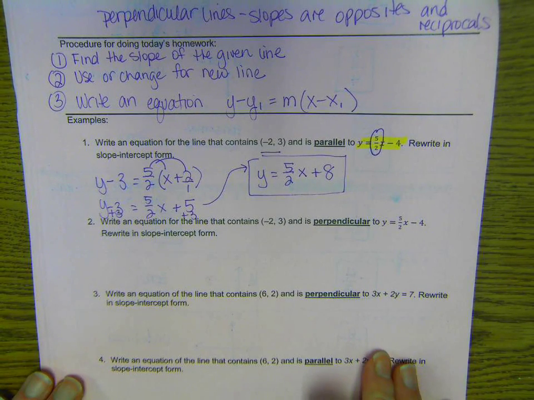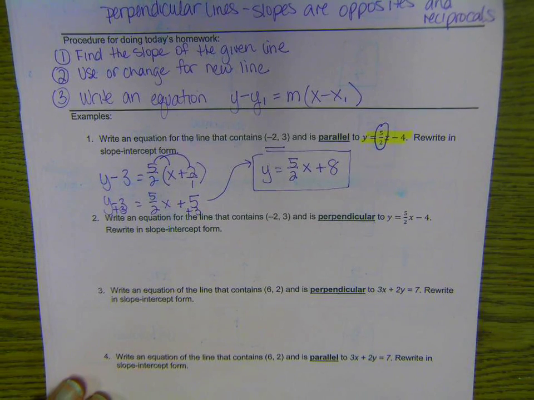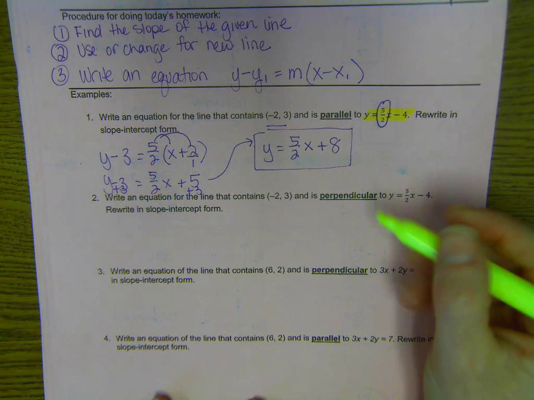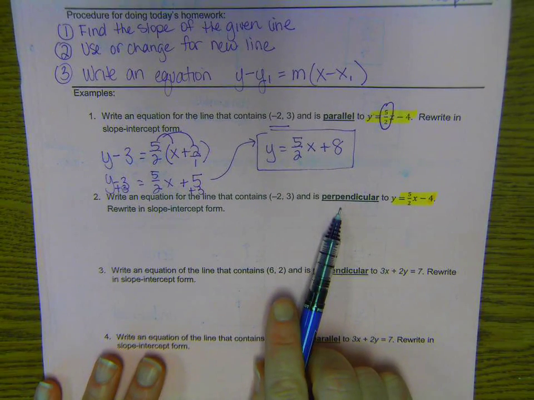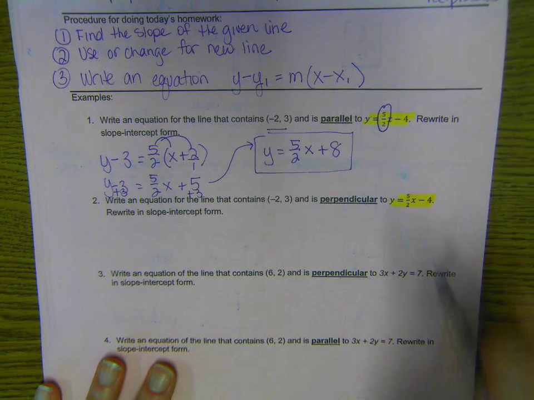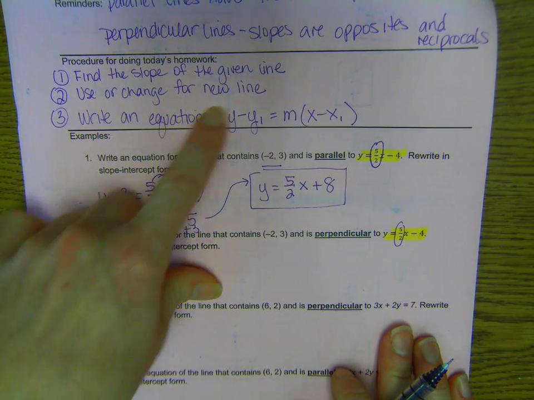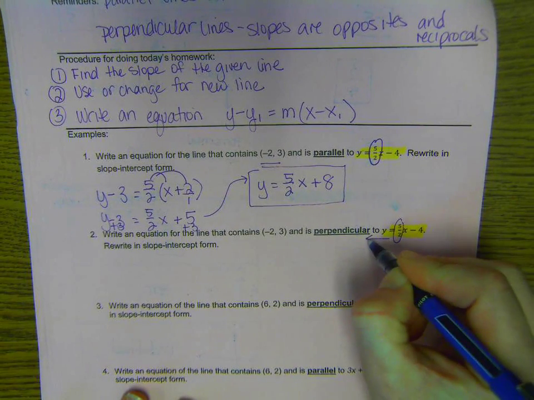Alright, now, notice, does this look familiar? Same equation, but now I want you to write one that is perpendicular. Okay, so what is the slope of this line? 5 over 2. Am I going to use it or am I going to change it for my new line? I'm going to change it. I'm going to change it to be the opposite reciprocal. So what would that be? Negative 2 over 5.